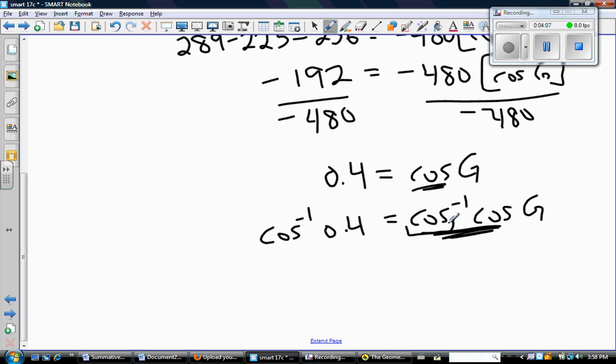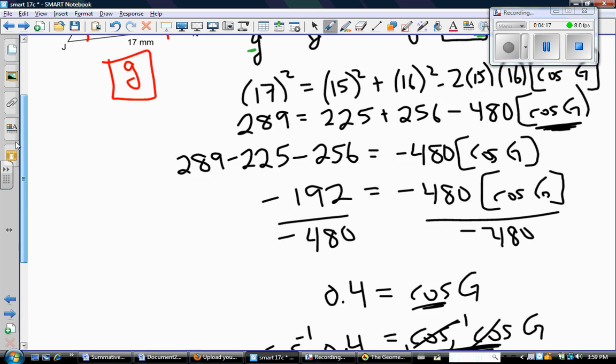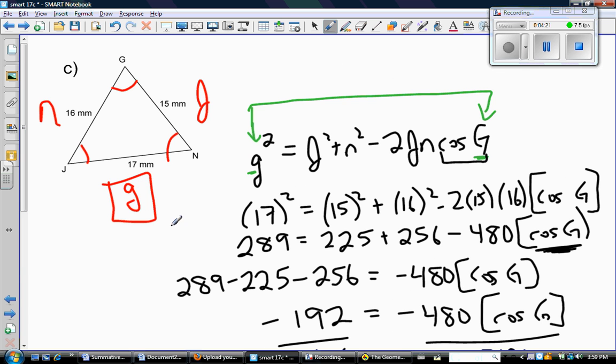That gives me over here, I have G, and the value of G is 66.4 degrees. So I have found one of the angles in my triangle. I already knew that this side was 17 millimeters. So now that I know one angle, I don't have to use the cosine law again.